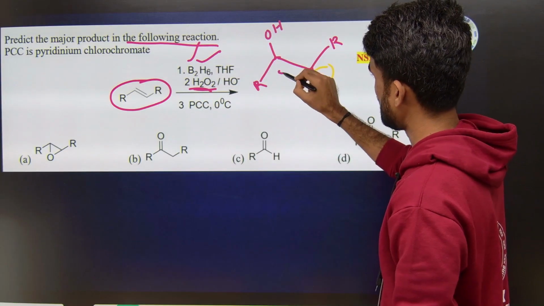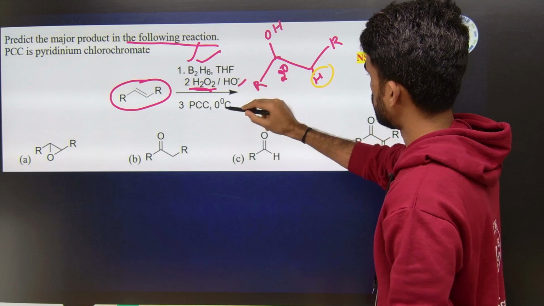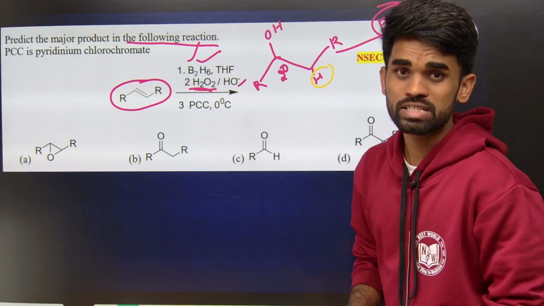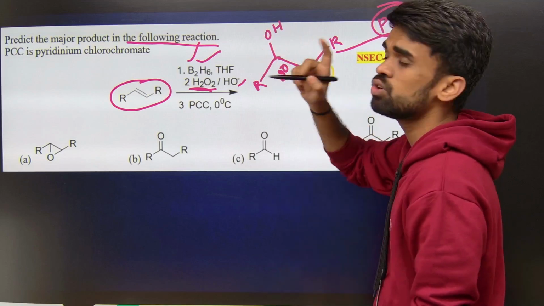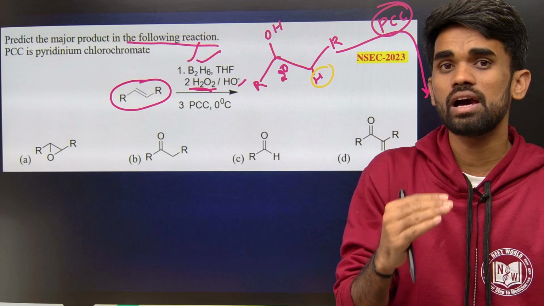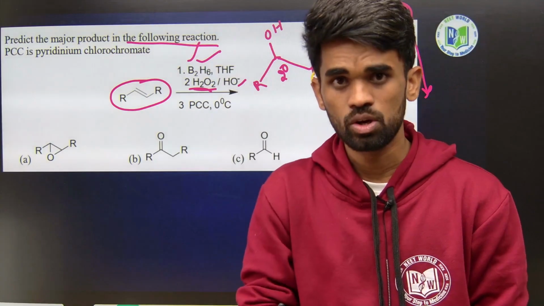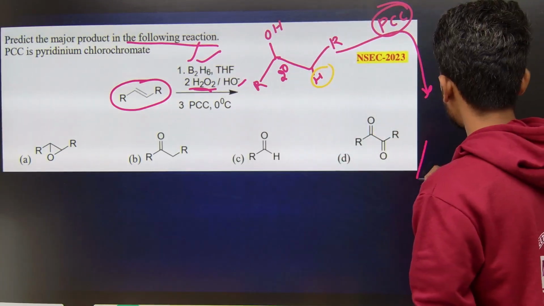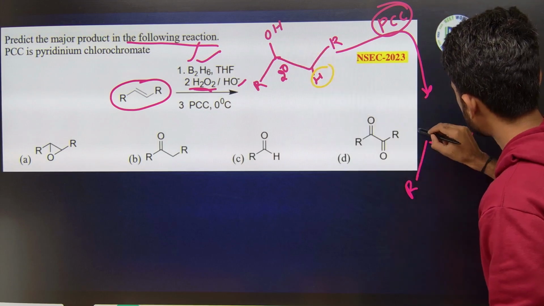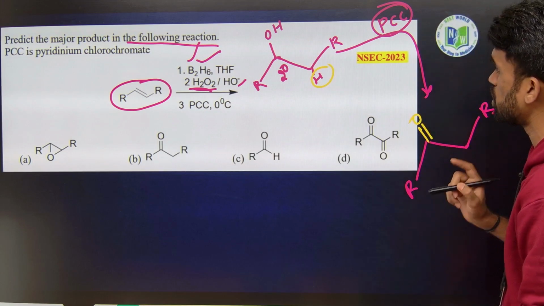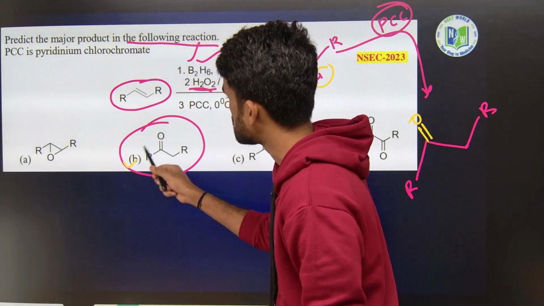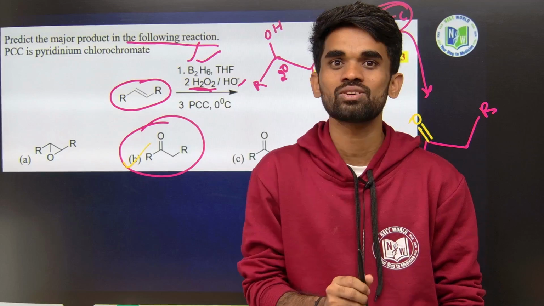So this is the secondary alcohol we got up to here. Now treat this with PCC. PCC is an oxidizing agent that converts alcohols to ketones. If it is a secondary alcohol, it converts into a ketone; a primary alcohol converts into an aldehyde. So the product is R here, and make this OH group a double bond O. This will be your answer, B, for this question. Hope this is also clear.